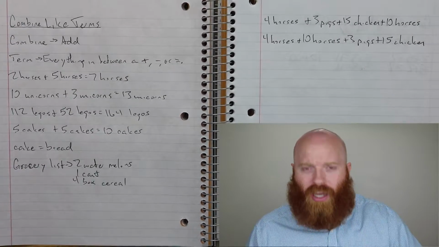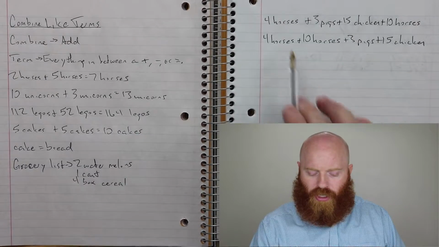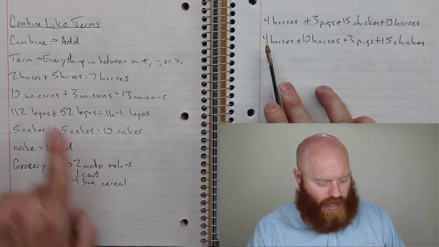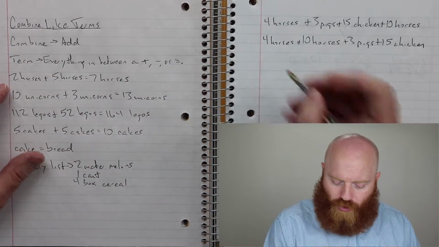Anyway, combine like terms. And don't combine the unlike terms. Unlike would mean not like. Okay, horses look like horses, so I can add the numbers and keep the terms the same. So 4 horses plus 10 horses, 14 horses.